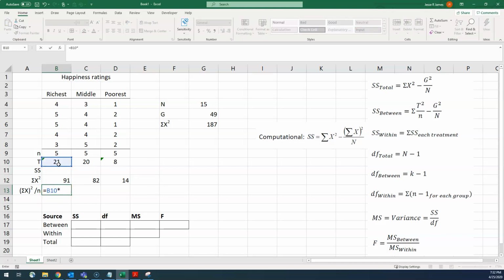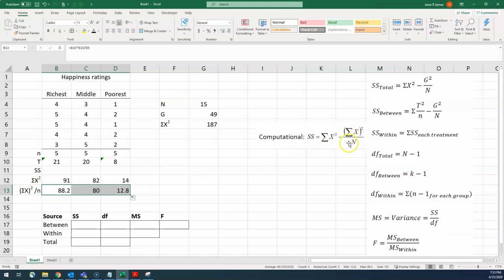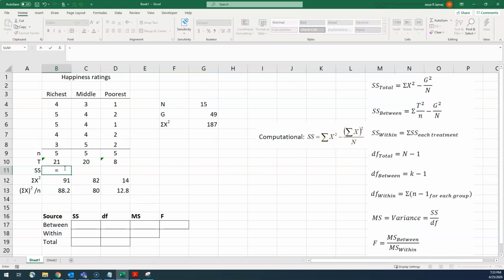T times itself, and then divide that by n, which is 5. Carry that across, and there I've got all of my sum of x squareds over n, which is the second part of the problem. So now I just have to take the first thing we computed right here and subtract the second thing we computed right here. So that equals 91 minus 88.2, and I just carry this across so that it's doing it for each of those columns. And now I have the sum of squares for each of those conditions.